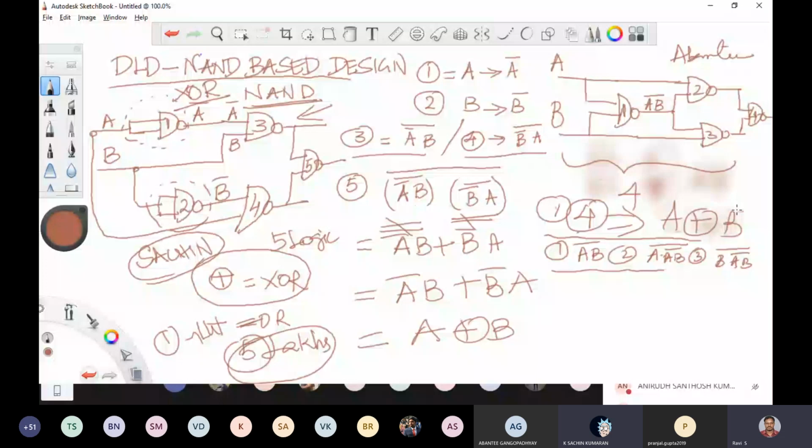Understood. So now number 4 is taking A, A B bar whole bar as the first variable, and B, A B bar whole bar as the second variable. So I'm just using one more complement, the full complement. So that is NAND, correct?